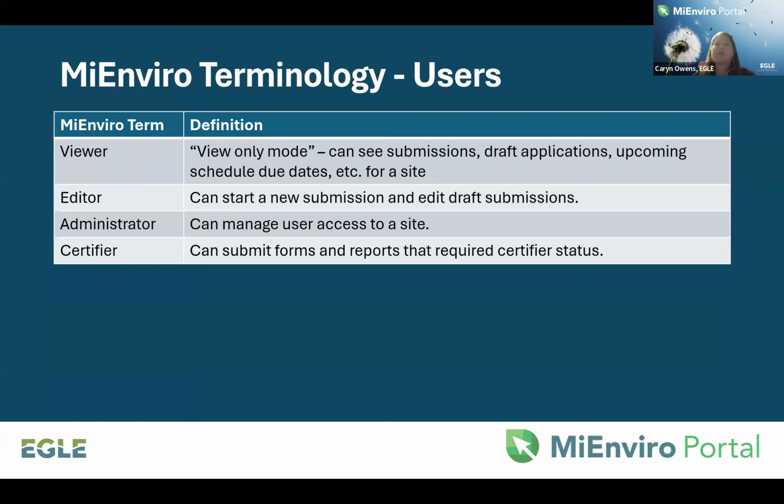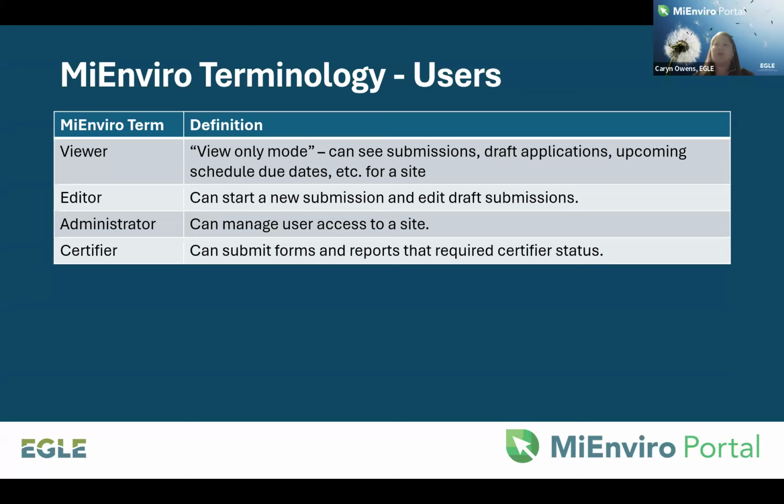So a little bit more terminology that we're going to use. There's 3 different roles that you will see for people who can access the MiEnviro portal. There's a viewer, an editor, and an administrator. The viewer can see all the information at the site but cannot make any changes. An editor can see all the information and can begin to edit submissions. And the administrator can do everything that the viewer and editor can do, but they also manage user access to the site.